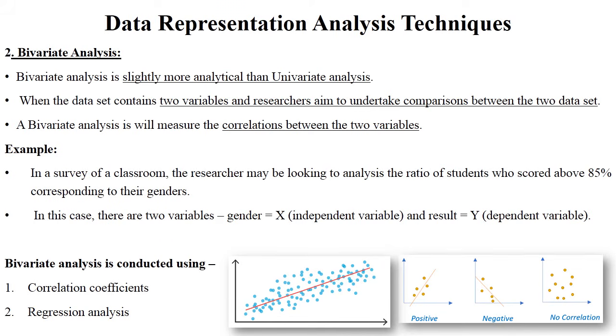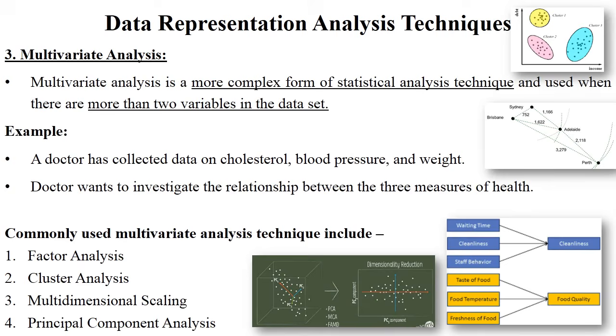For example, in a survey of a classroom, suppose the researcher looks at students who scored above 85%, right? So above 85% is a particular condition. There are two variables, gender and result. So X is the independent variable and Y is the dependent variable. These are examples of bivariate analysis.